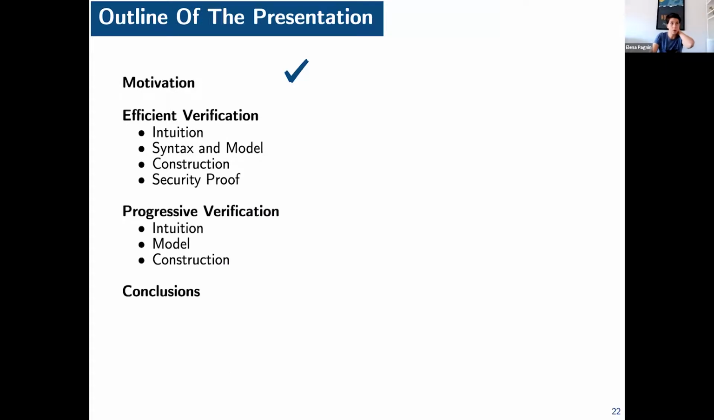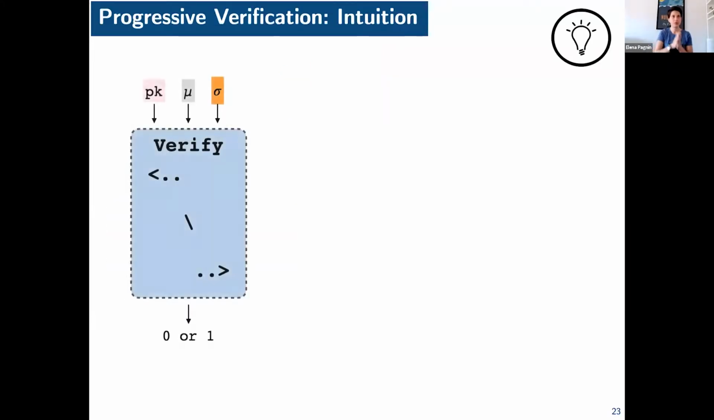Good. So that gives you the motivation. Now I talked about efficient verification. If there is any question, now is the time before we move to progressive verification. Nothing. Okay, progressive verification. Let's start with the intuition.